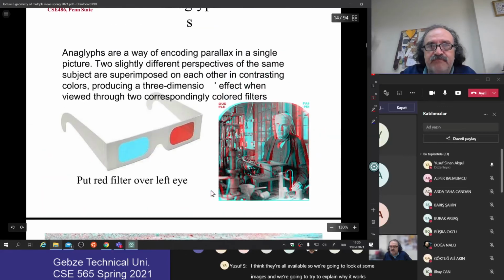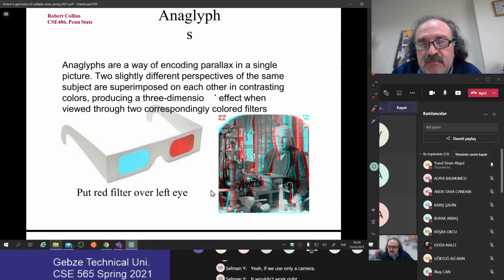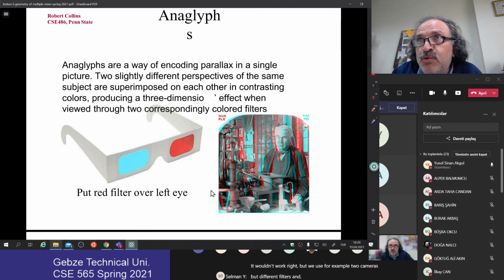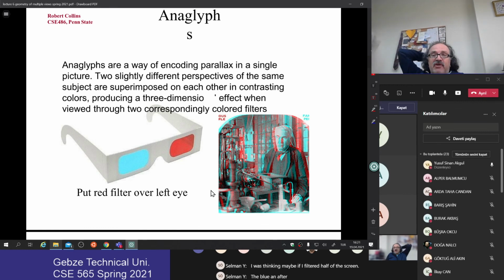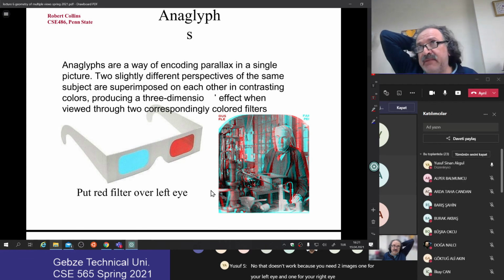Okay? If we use only a camera, it wouldn't work, right? But we use, for example, two cameras, but different filters on it. Well, you have two cameras already. You have your left and right eye. No, but I was thinking about my phone. For example, maybe if I filtered half of the screen to blue... No, that doesn't work because you need two images, one for your left eye and one for your right eye at the same time.